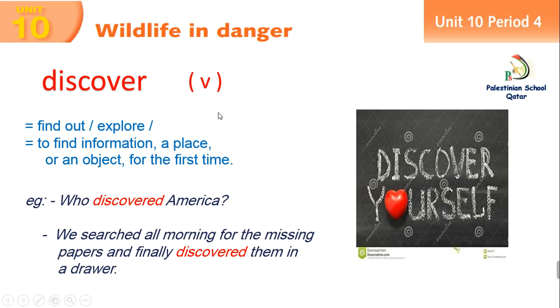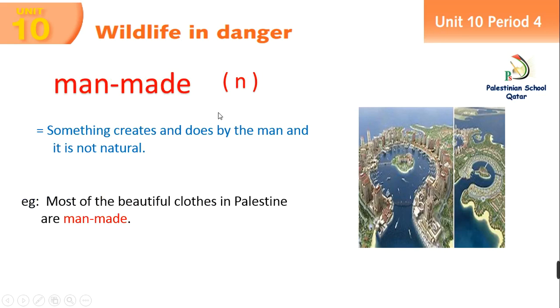Now after discover, we have man-made, and here in this picture, everything in this picture is man-made because it is done by man. Man-made is a noun, something created and done by man, and it is not natural. For example, most of the beautiful clothes in Palestine are man-made.